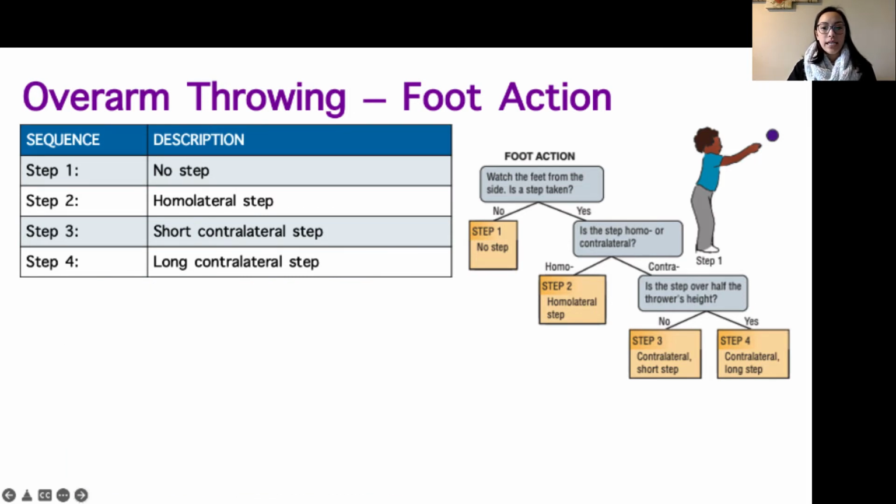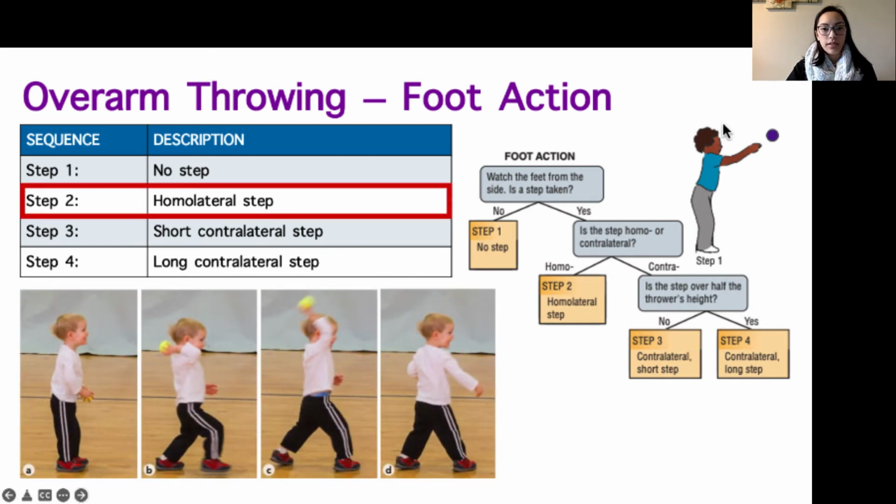If the person does take a step, then we have to consider which foot the step is happening on. So is it on the homolateral or contralateral leg? Homo means same, contra means opposite. So this is in reference to the throwing arm. If we have a homolateral step, that means the person steps with the foot on the same side as the throwing arm.